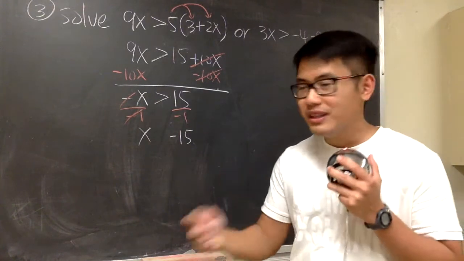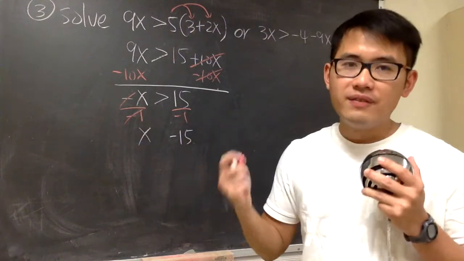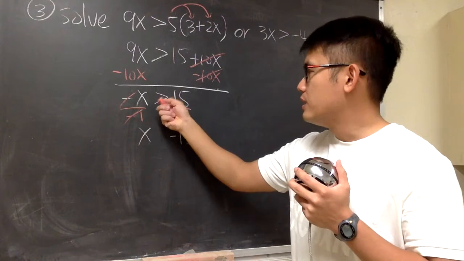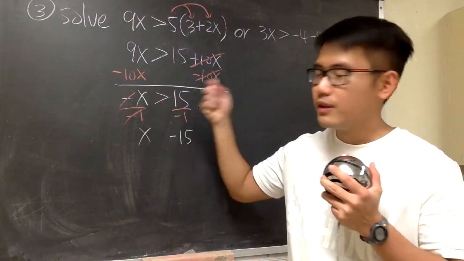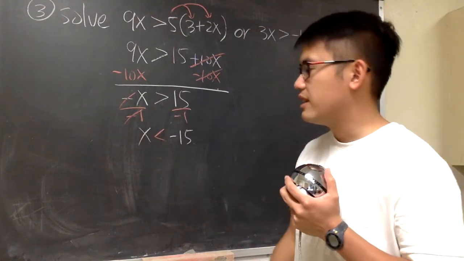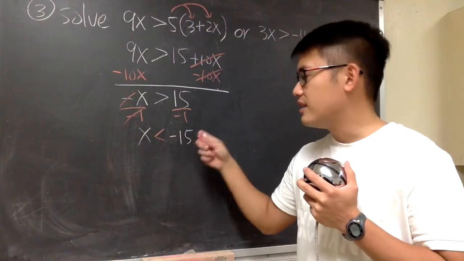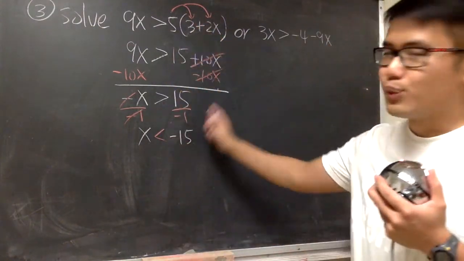But then we did divide both sides by a negative number. So this was a greater than originally, right? We'll have to change that to a less than. X is less than negative 15 for the first one.